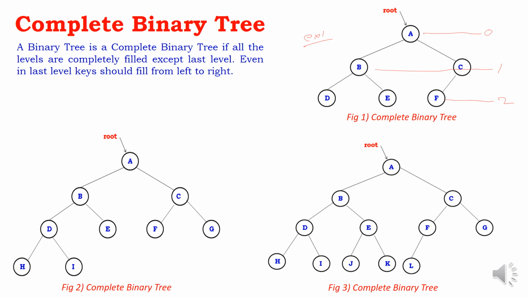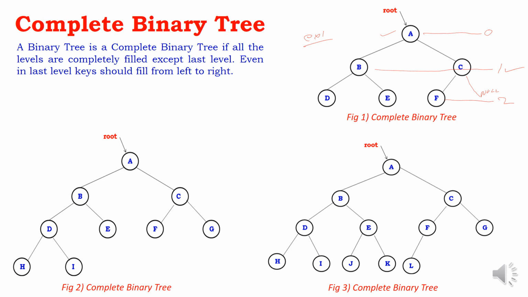So in the definition, it is shown that the levels are filled from the first level to the last level. There are 3 levels. Level 0 is completely filled. In level 1, there is a possibility of having 2 children, 2 keys. 2 keys are filled. In level 2, that is the third level, again keys are filled from left to right. So only the last one, C's right, is null. So the level is filled from left to right.